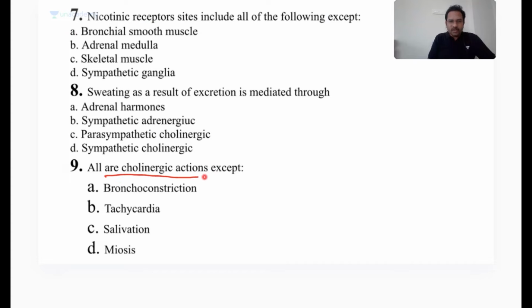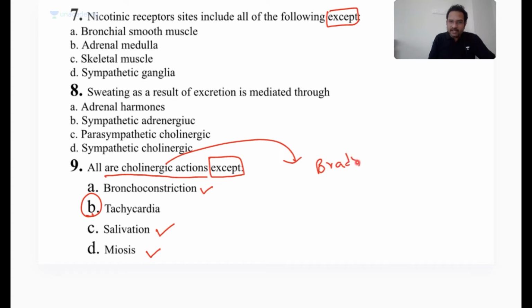The next one, all are cholinergic actions except. Now be careful with except questions. The clause comes at the end. Okay, except. Now look at the options. Bronchoconstriction, yes, it is a cholinergic response. Salivation, yes. Miosis, pinpoint pupils, yes. Tachycardia means increase in heart rate, no. Cholinergic actions are bradycardia, decreased heart rate.